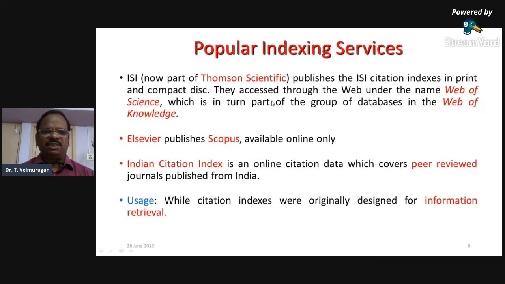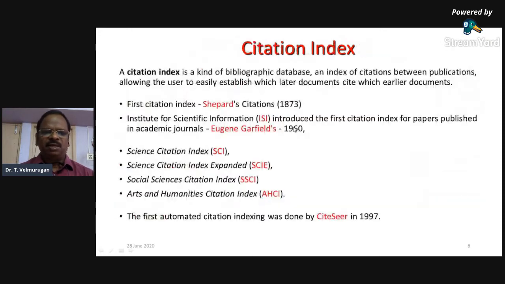What are the popular indexing services available nowadays? A very famous indexing service is carried out in the name of Web of Science or Web of Knowledge. Web of Science is part of Web of Knowledge, which belongs to the Thomson Reuters company. Nowadays, Thomson Reuters, Thomson Scientific has changed into Clarivate Analytics. It is the Clarivate Analytics company's Web of Science. In this Web of Science only, these kinds of citation indices are carried out.